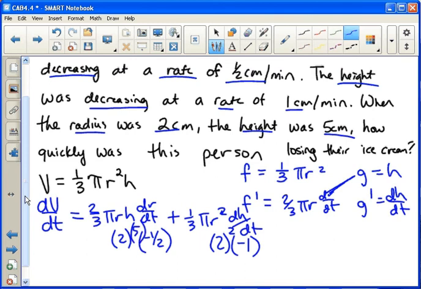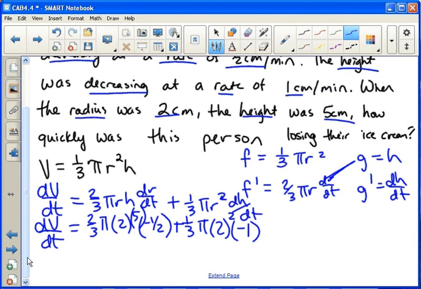Then it says, how quickly was this person losing their ice cream? Well, if you look, we've actually filled in everything because the rest is just constants. And we're trying to find dv over dt. Now, whether or not you have a calculator, I would always encourage you to just leave things in terms of pi. So I don't have a calculator on me at the moment, so we'll just do this by hand. Negative 1/2 times 2 is negative 1, times 5 is negative 5, times 2/3 we get negative 10/3 pi, plus negative 1 times 2 is negative 2, times 1/3 is negative 2/3 pi.